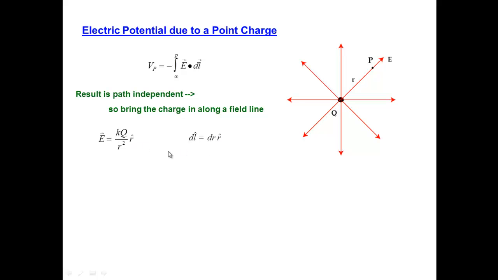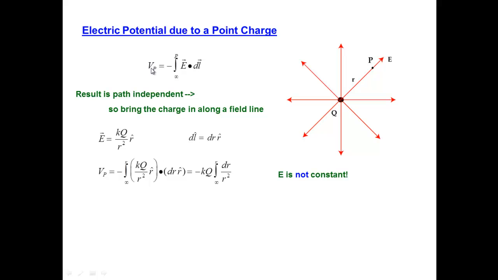So E dot dl, well, we see E and dl are parallel again, right? But the important thing in this case, and what makes it a little bit more interesting, is that E is not constant. As we move in from infinity to the final point P, the strength of E is changing because it depends on 1 over the distance squared. So we're actually going to have to perform an honest-to-goodness integral.